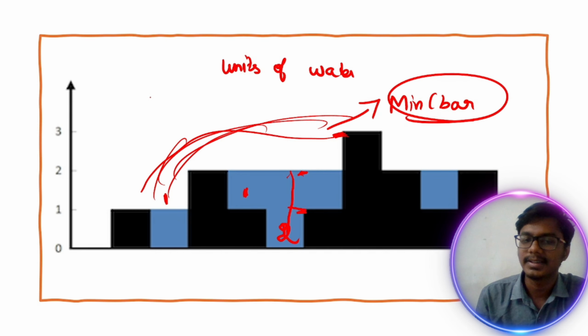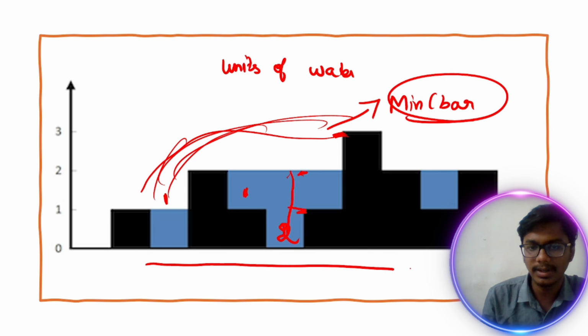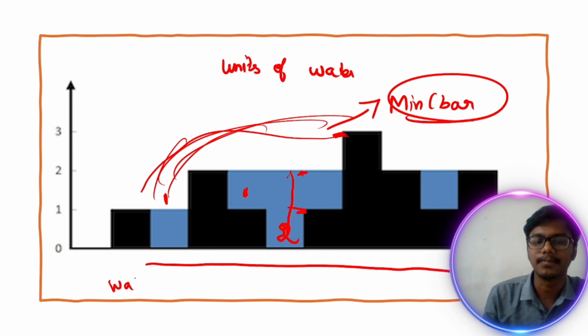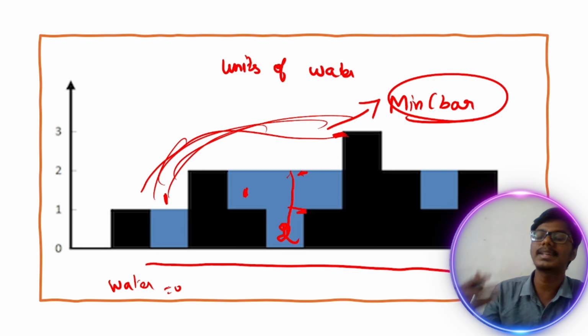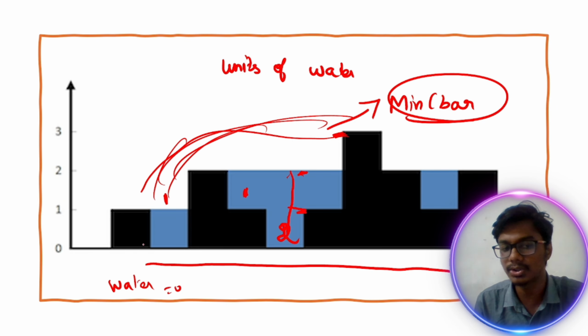First of all, let me find the length of the list. After finding the length of the list, I am simply initializing the water. What is the water? How many units of water can be stored? That is to be given as the result. Okay, let me initialize it.